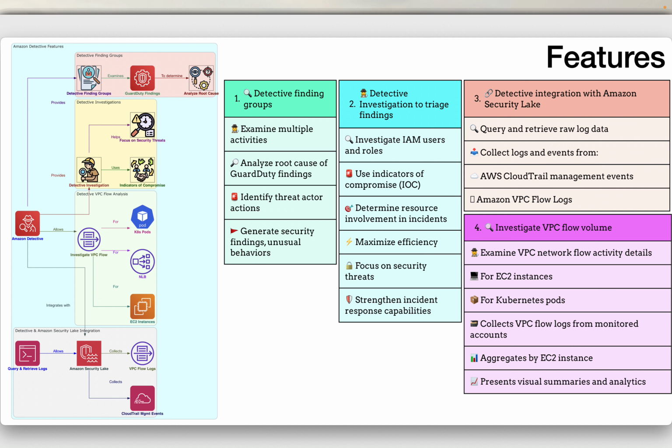Investigate VPC flow volume. So with Detective, you can interactively examine the activity details of the Virtual Private Cloud network flows of your VPC, of your EC2 instances and Kubernetes pods. Detective automatically collects VPC flow logs from your monitored AWS accounts, aggregates them by EC2 instance, and presents visual summaries and analytics about these network flows.